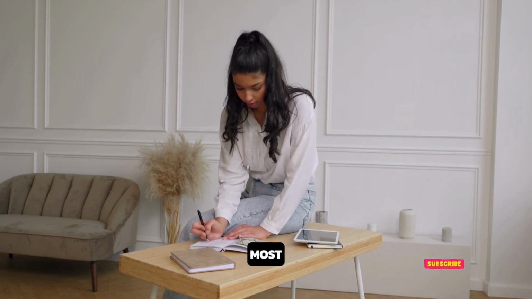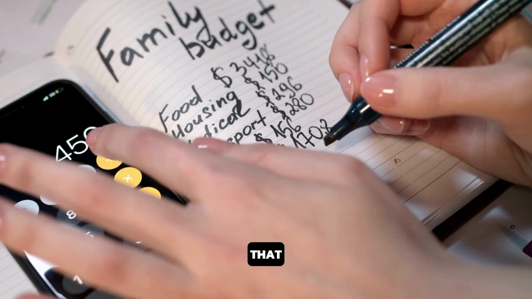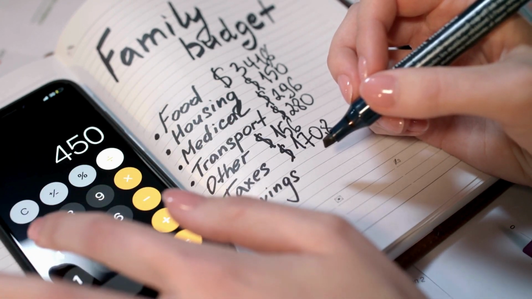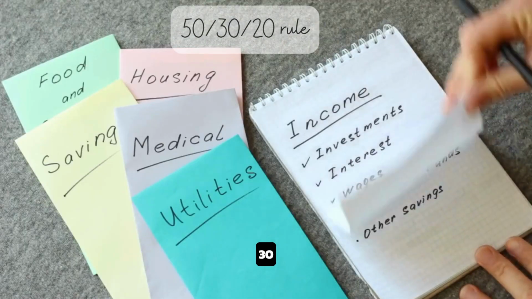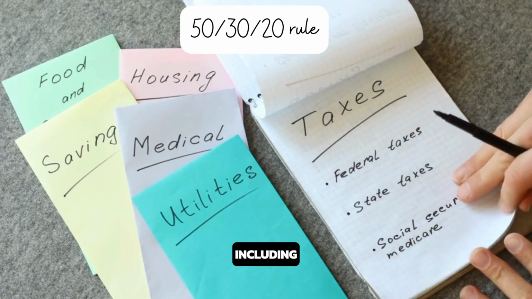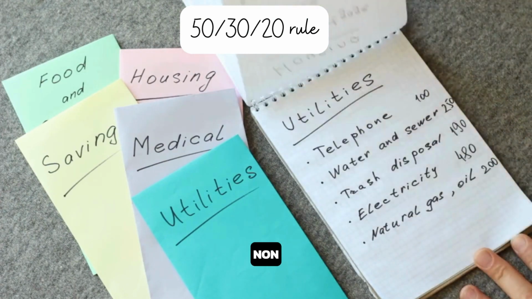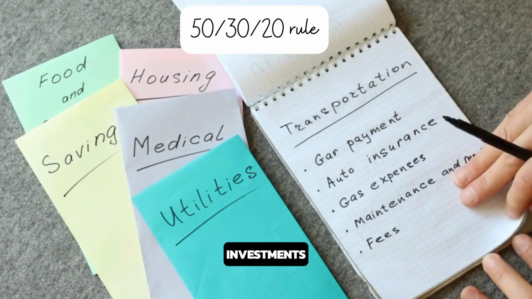The most popular one is the 50-30-20 rule, which simply states that you should allocate up to 50% of your income for needs, including debt repayments. So that's the 50-30-20 rule. Allocate 50% of your income to needs, including debt repayments. Reserve 30% for wants, which is your non-essential spending, and commit 20% to savings and investments.